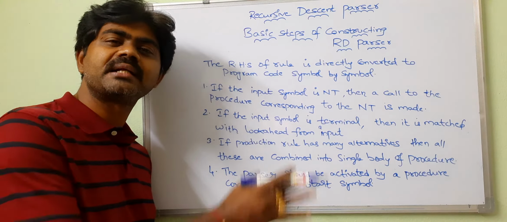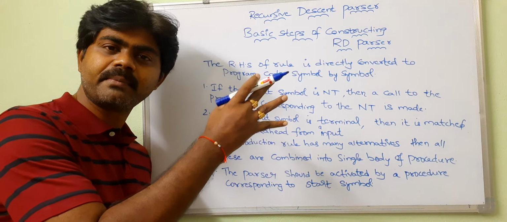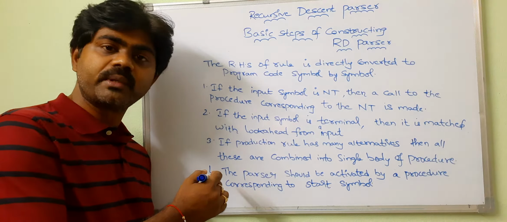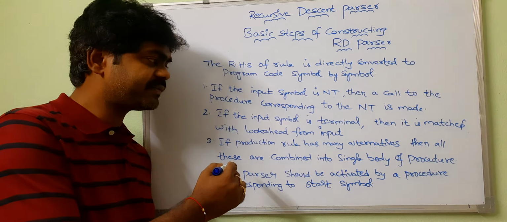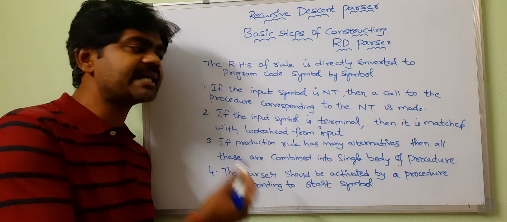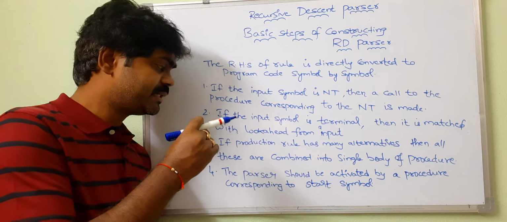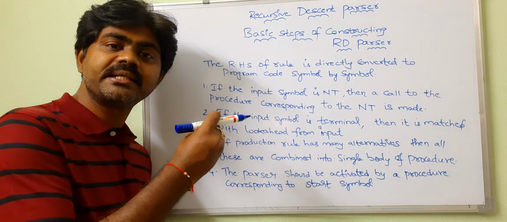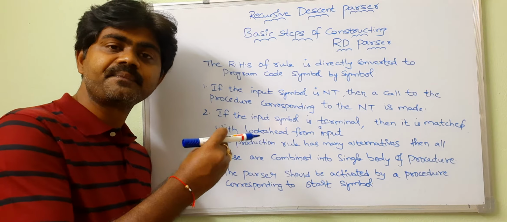So all these alternatives are combined into a single body of procedure, right? And what about the fourth one here? The parser should be activated by a procedure corresponding to the start symbol. So what is the start symbol here? So we need to start our procedure with that start symbol.